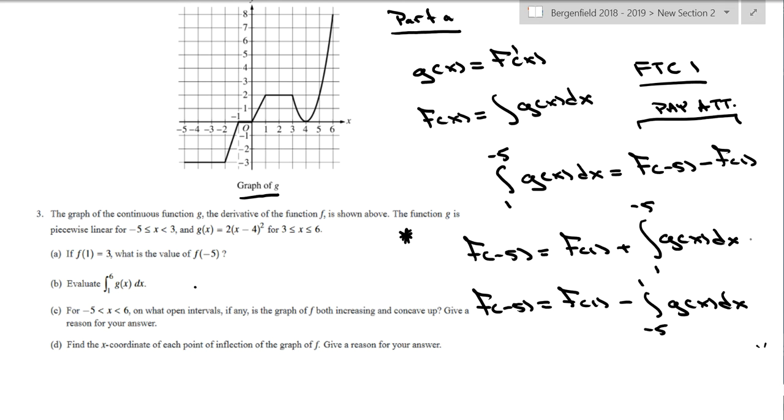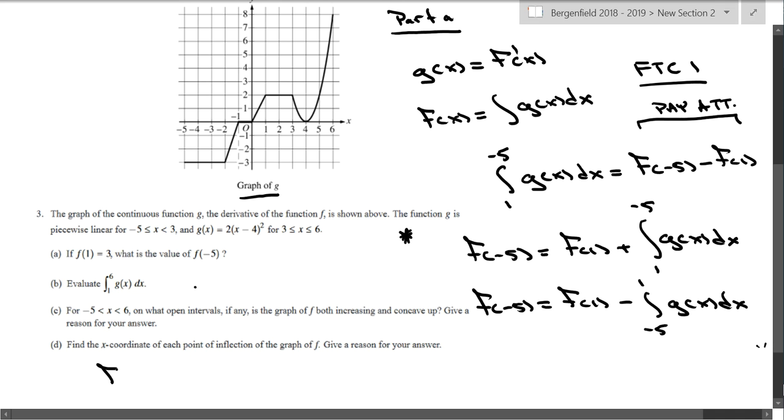Okay, let's see if we can do that. So now here we see that f of -5 is equal to, well, f of 1 was given to be 3 minus, okay, now we have some work to do. We have to integrate g from -5 to 1. So here's g, and we want to integrate from -5 to 1. So we got to get all these nice shapes in here. Here's a nice square or rectangle. Here's a triangle in here. This is flat, so we don't have to worry about that. And then here's a nice triangle up here.